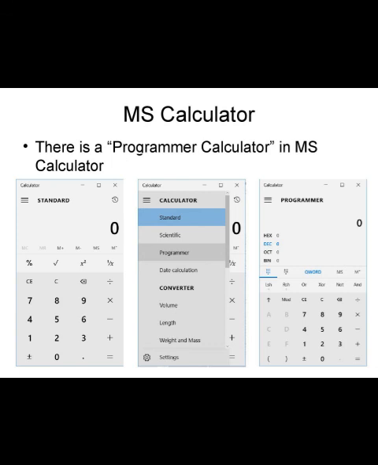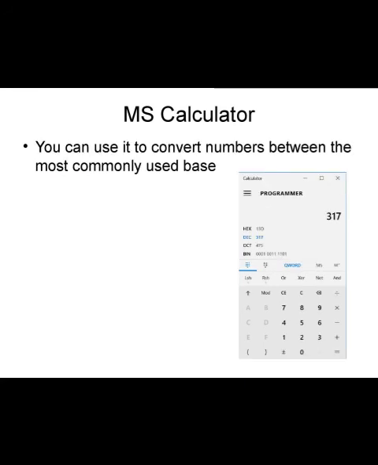For your interest, there is a programmer calculator in the Microsoft calculator, so you can bring it up on any computer and select the programmer calculator, and then you can do all this conversion from a decimal number to an octal number, a hexadecimal number, and a binary number. It's a very convenient way of doing all the conversion. For example, here you're converting the decimal number 317 into hexadecimal, octal, and binary form.